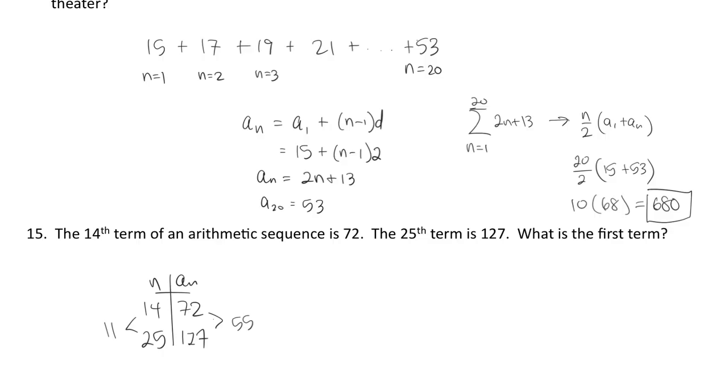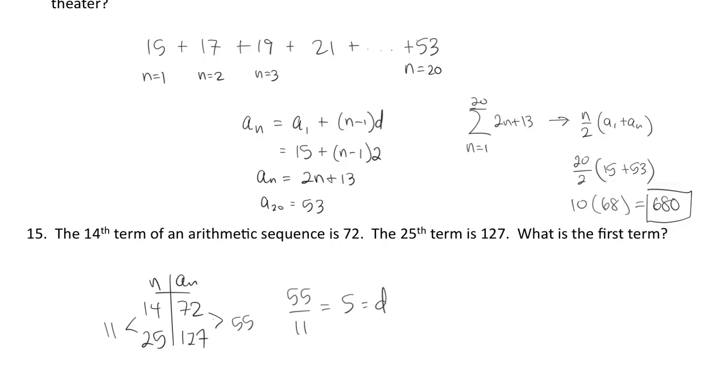So in the span of 11 terms, we increased by 55. So 72 went to 127. So the difference in y values is 55. In x values, it's 11. So 55 divided by 11 is 5. That's equal to the common difference of this arithmetic sequence.